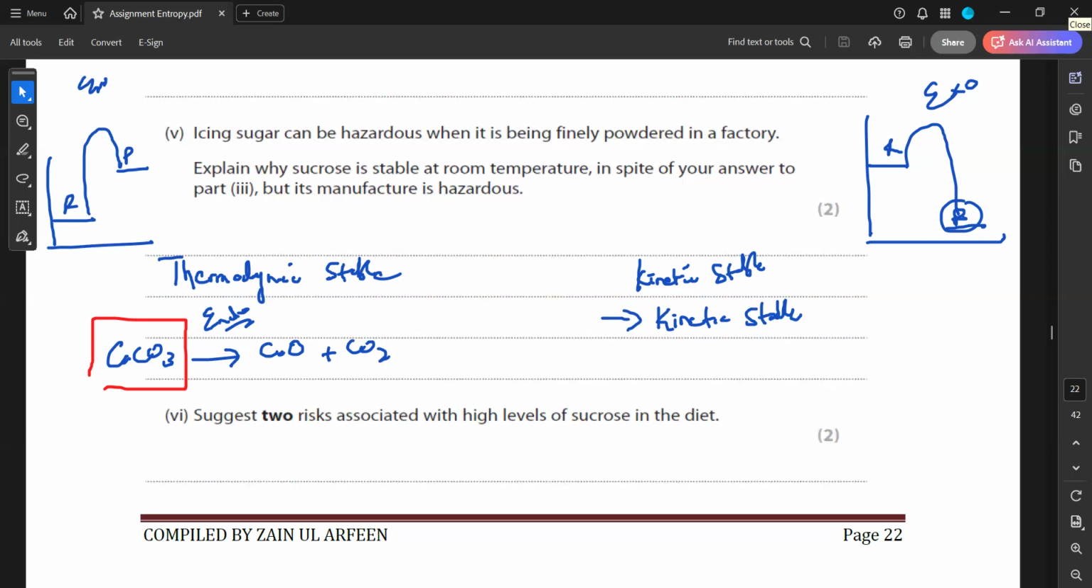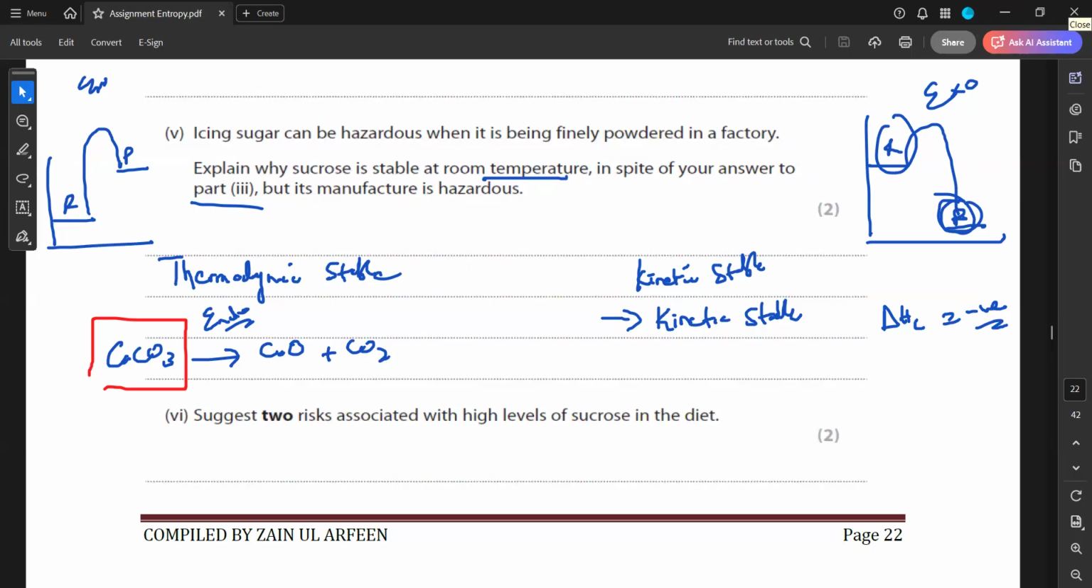So when we structure this answer, we will relate the kinetic stability, because the question is: explain why sucrose is stable at room temperature in spite of answering part 3. The combustion of sucrose is exothermic. When we have an exothermic reaction, sucrose is the reactant and carbon dioxide and water are the products. So sucrose is not forming carbon dioxide and water by itself, or catching fire. What could be the reason for that? It means sucrose is kinetically stable.